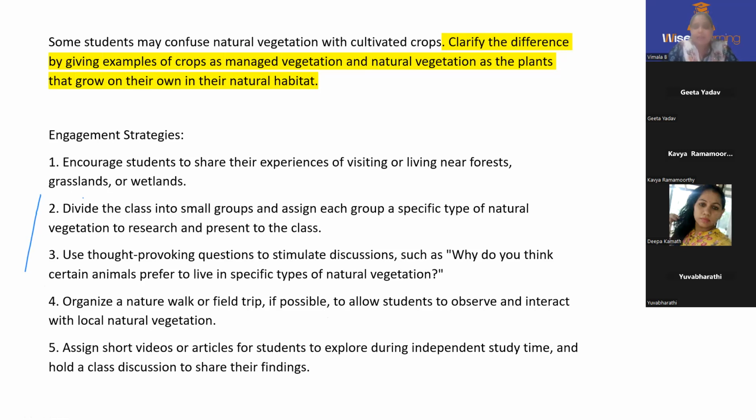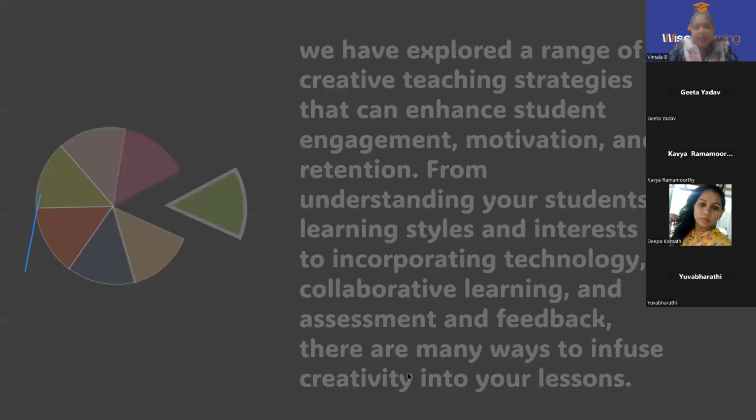So these are some strategies where I can clarify the doubts the students have. These are small strategies. So depending on the content, I need to choose.